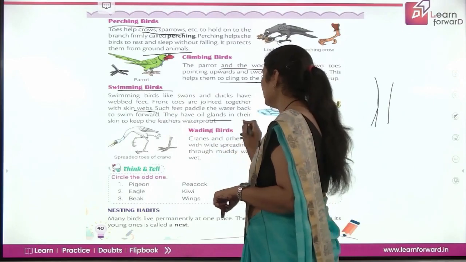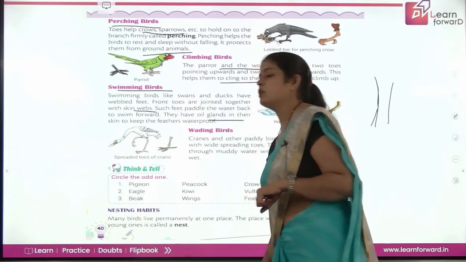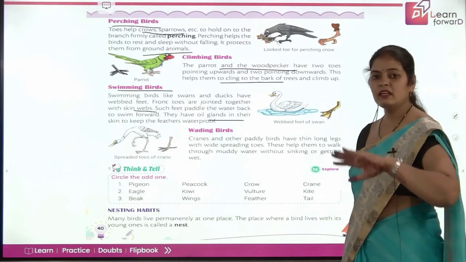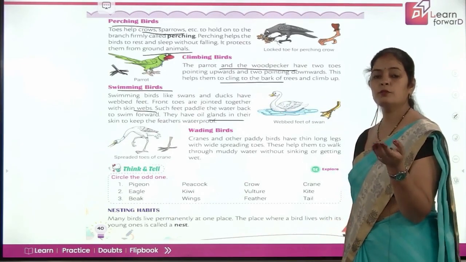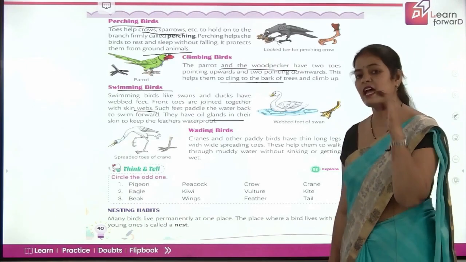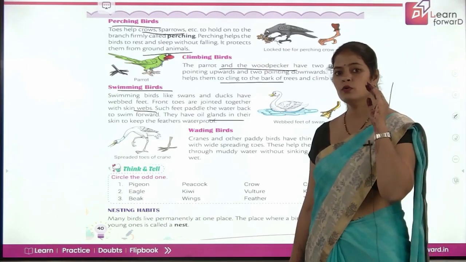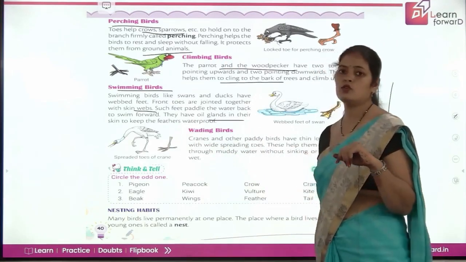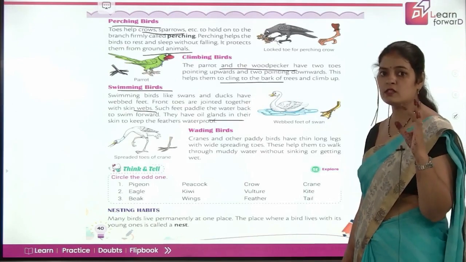They have oil glands in their skin to keep the feathers waterproof. So they have oil glands also. Oil, you know, oil can give a layer to something to protect it from the water. Okay, because if anything has oil, it won't allow water to pass through it. So here they have oil glands in their skin to keep their feathers waterproof.